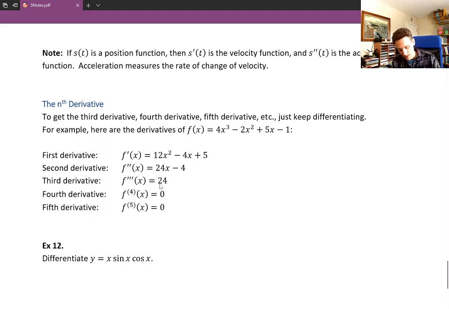So the example here is f of x equals 4x cubed minus 2x squared plus 5x minus 1. Take the first derivative and you get 12x squared minus 4x plus 5.